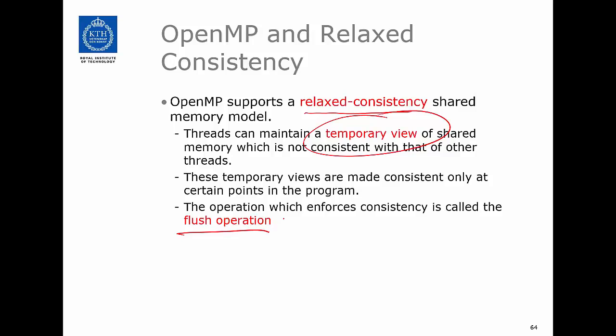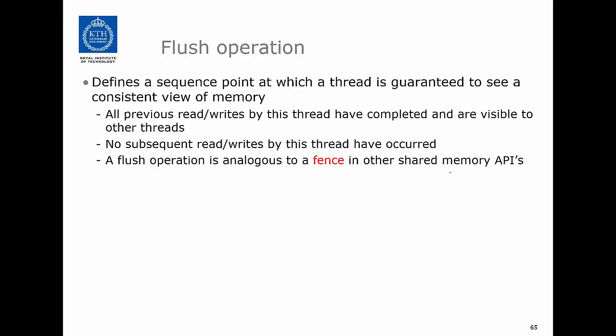The reason for allowing a temporary view of shared memory sounds counterintuitive, but there is a good reason. That reason is that you can then allow compilers to reorder things that can be reordered in order to get better performance. You allow compilers to temporarily store shared variables in registers, otherwise it would not be possible to store them in registers, and other things. You allow some hardware optimizations.